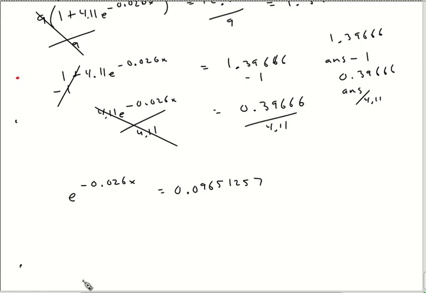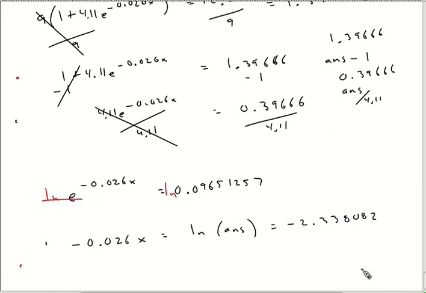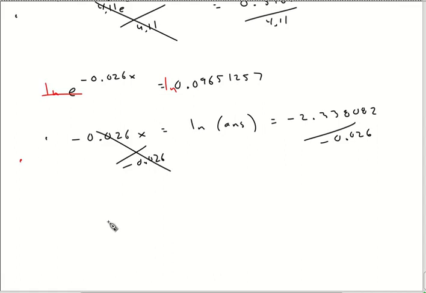How do you get rid of the e? You ln both sides, right? And they cancel. So e and ln cancel. On your scientific calculator, in Desmos Scientific, you're saying ln of your answer. You already have your answer in from the previous problem, so you say ln of your answer, and it gives you the new number. So negative 2.338082. Okay. Divide by the negative 0.026 on both sides. Two negatives are going to make a positive. Again, you're just doing that all in the calculator.